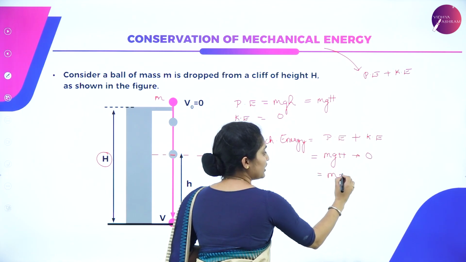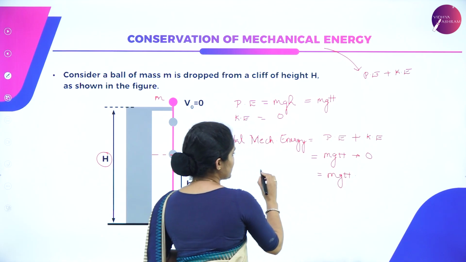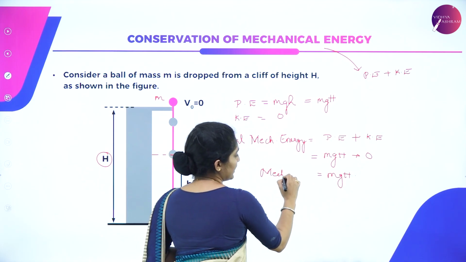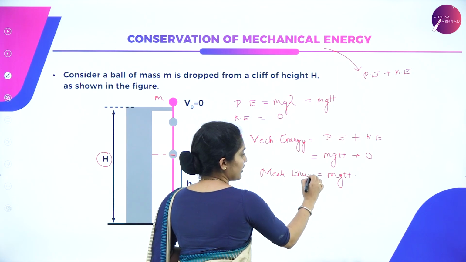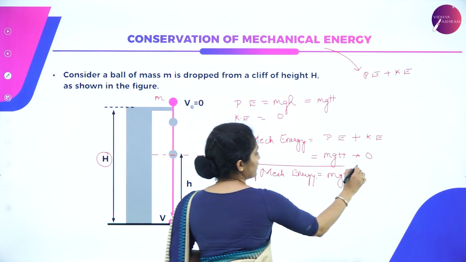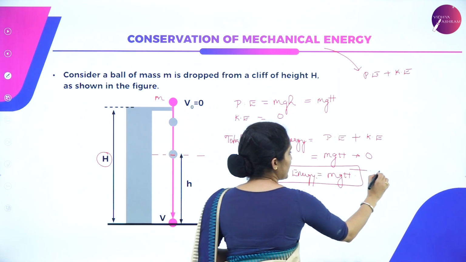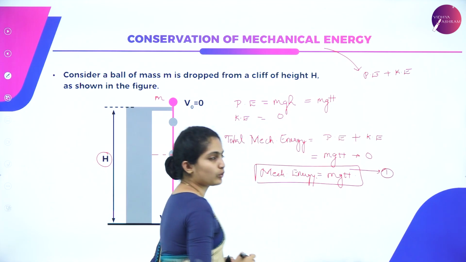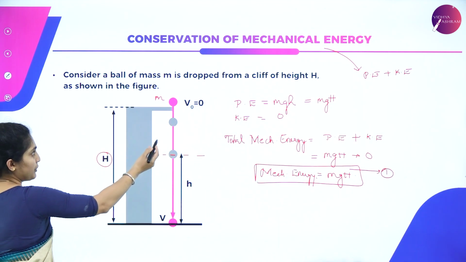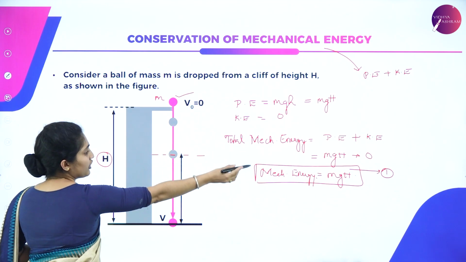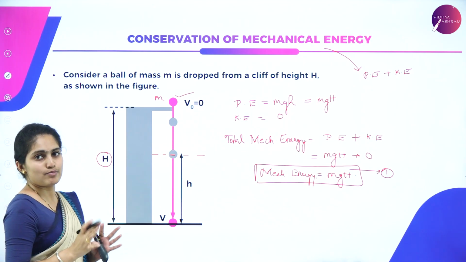So the final value you have is mgh. So total mechanical energy, in short TME, total mechanical energy is mgh. This is said to be equation 1. So what is the total mechanical energy at this point? We got it. So it is mgh.